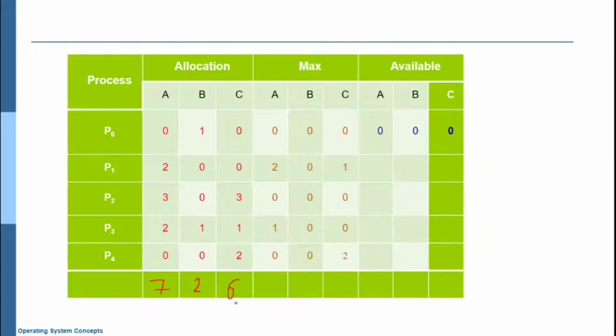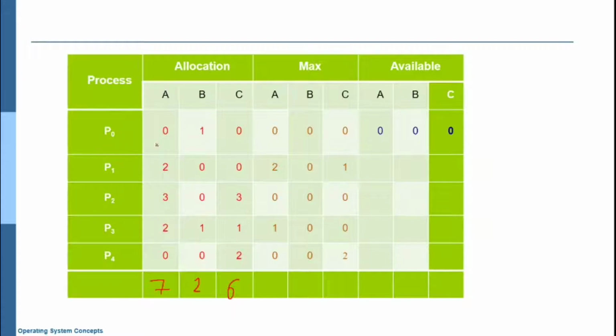So the total number of instances of resource type A is 7, resource type B is 2, and resource type C is 6 instances. Then the maximum allocated resources are shown for P0, P1, P2, P4. For P0 the maximum is 0, 0, 0, the remaining is shown, and available is 0. So it is understood that this is the given problem. Now we see whether all the processes can run in a safe state or not.